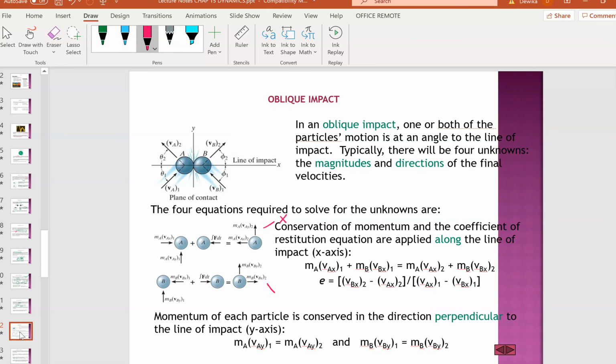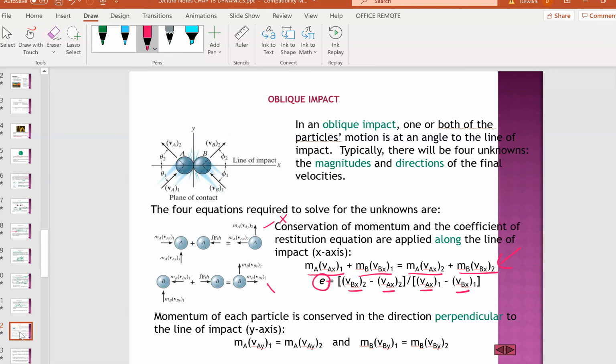Okay, let's look at this. The equation is all x, and the coefficient of restitution is also all x. But if you're dealing with y, then you plug in everything with y. You cannot mix up x and y. So it just becomes a bit of extra work. Otherwise, it is actually the same.